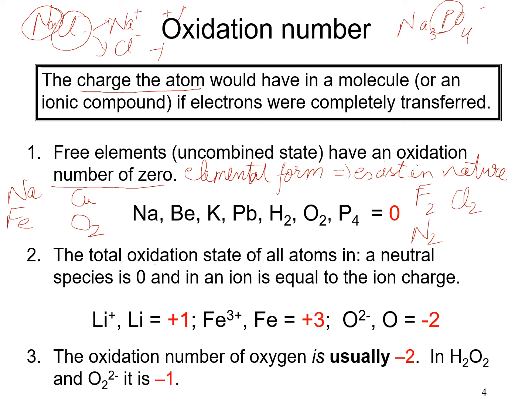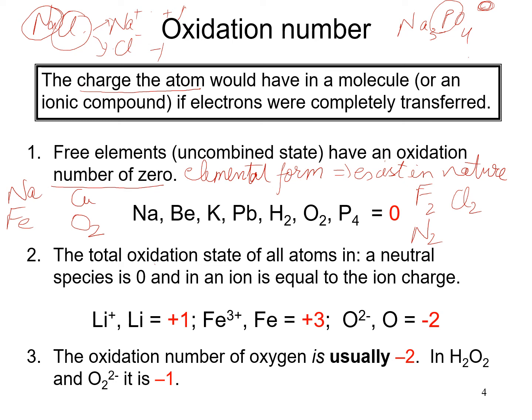For instance, in this case, the total oxidation state of all the atoms in a neutral species is 0. So if I combine the oxidation numbers of 3 sodium, 1 phosphorus, and 4 oxygen, the total sum should be equal to the total charge, which in this case is nothing written on the right side, meaning it is 0. So the sum of all the oxidation states of all the atoms in a neutral species would be 0. And an ion is equal to its charge.